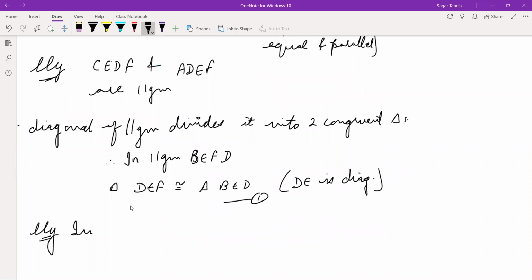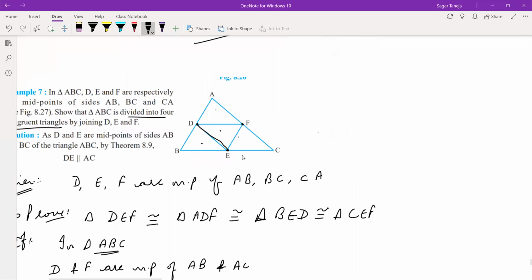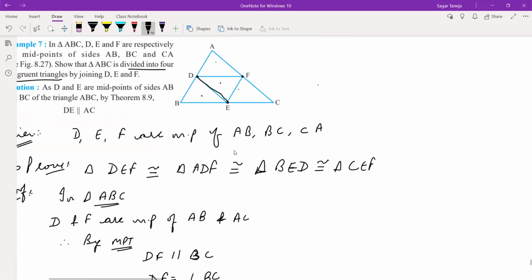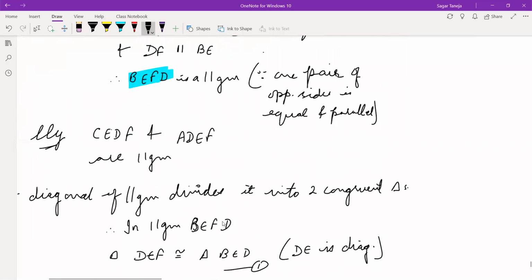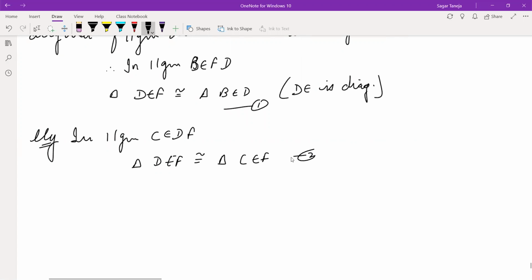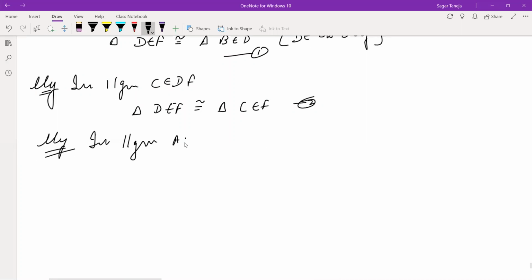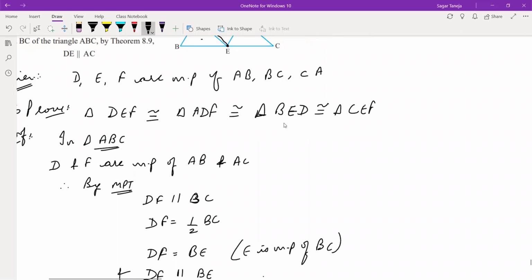Similarly, in parallelogram CEDF, EF is a diagonal, so DEF and CEF are congruent. So triangle DEF is congruent to triangle CEF. Make it second. Similarly, in parallelogram ADEF, triangle DEF is congruent to triangle ADF.